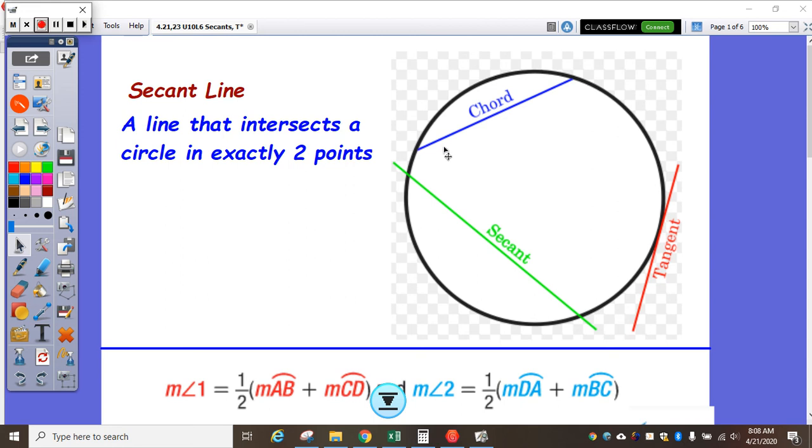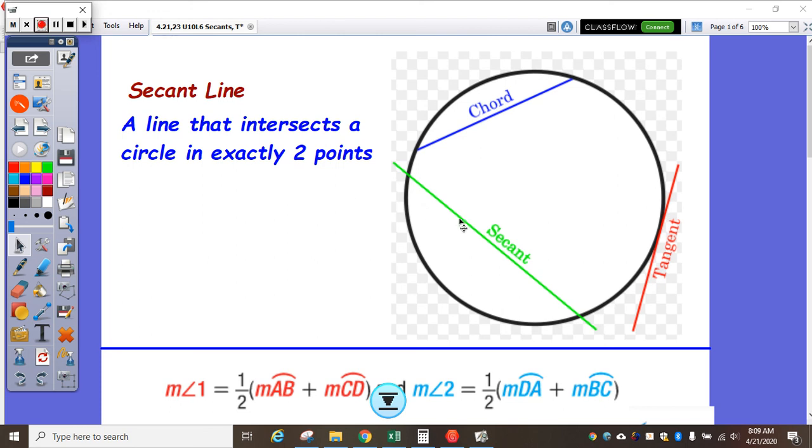But just to remind you what a chord was: a chord is a line inside of the circle where the endpoints are on the circle. A tangent line is a line outside of the circle where that line intersects the circle at one place. And then a secant line is the same thing as a chord. However, a secant line actually goes through the circle itself. It intersects the circle at two different locations, but it just goes through the circle itself.